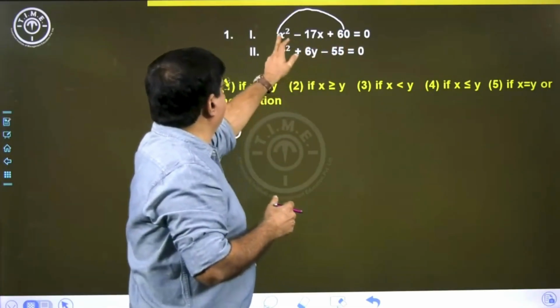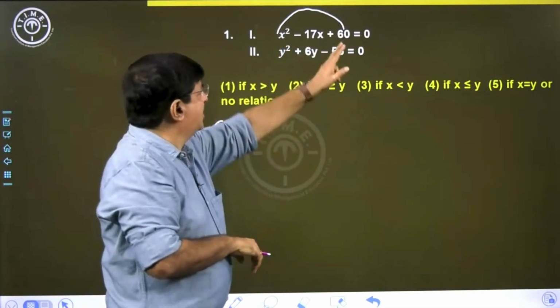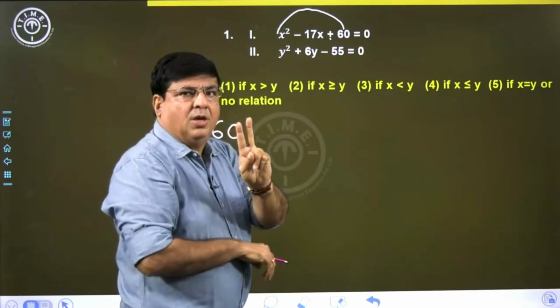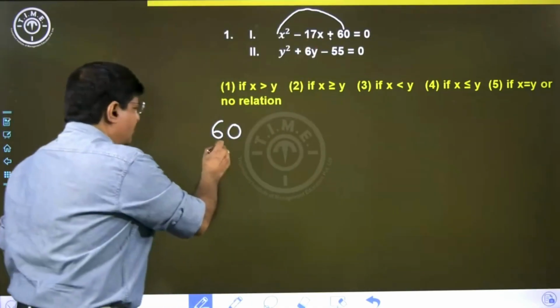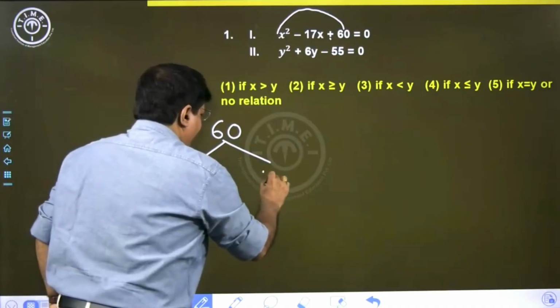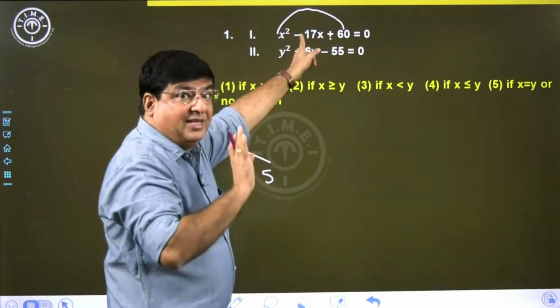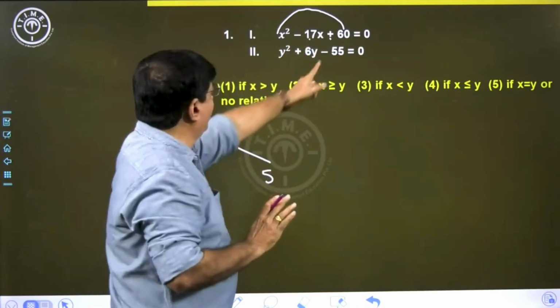This is C and this is A. When you multiply, 60 into 1 is 60. What is the sign of 60 here? Plus. So you should think of two numbers which, when you add them, give you this B value, that is 17. So for 60, the two numbers are 12 and 5. 12 plus 5 gives you 17. Don't bother about this minus sign. 12 into 5 gives you 60.